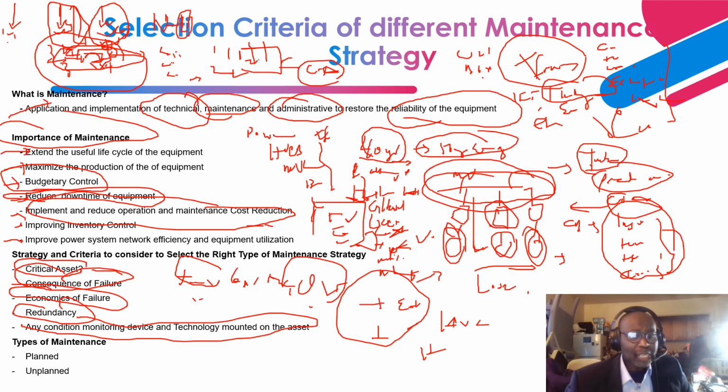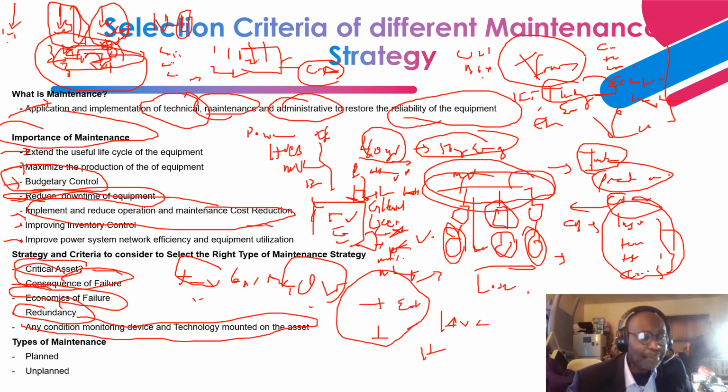Okay. So if you have all these condition monitoring devices, that will give you real-time data, for you to know the condition of the equipment and be able to extend the life of the equipment, and to select a condition-based maintenance strategy for that.